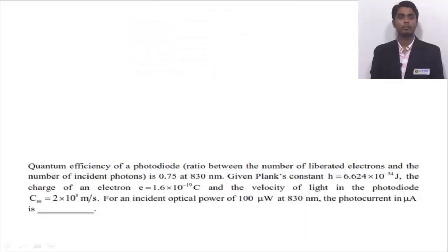Quantum efficiency of photodiode. The ratio between the number of liberated electrons and the number of incident photons is 0.75 at 830 nanometer. Given Planck's constant h equals 6.624 into 10 raised to minus 34 joule. The charge of the electron is e equals 1.6 into 10 raised to minus 19 coulomb, and the velocity of the light in the photodiode is 2 into 10 raised to power 8 meter per second. For an incident optical power of 100 microwatt at 830 nanometer, the photocurrent in microampere is.